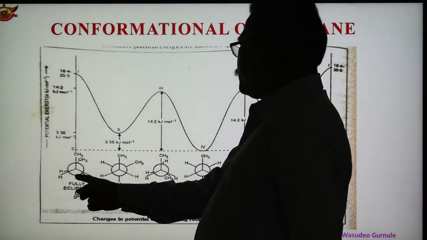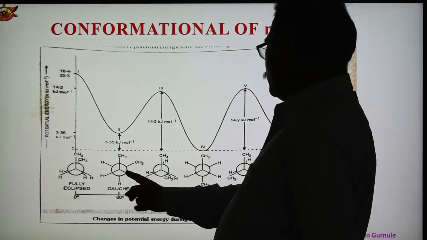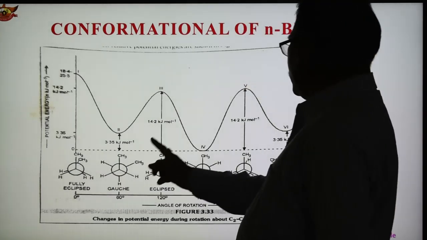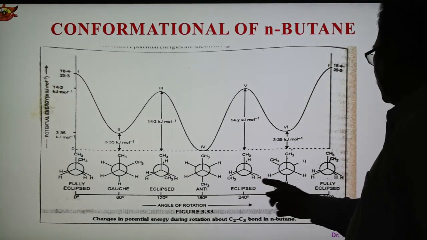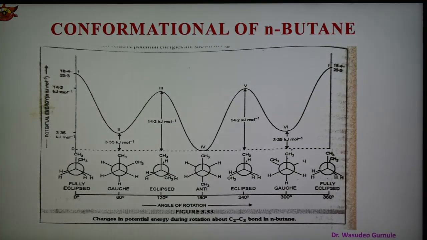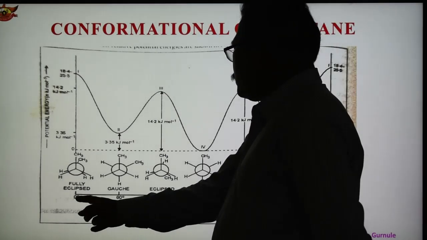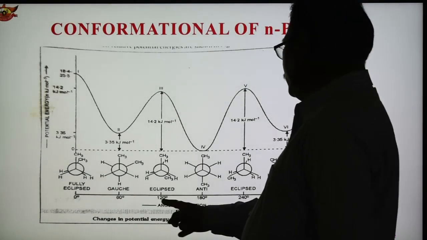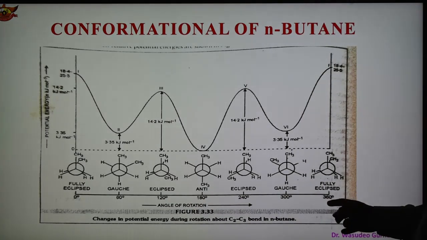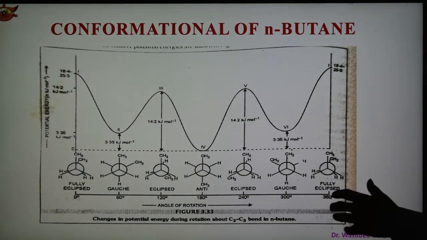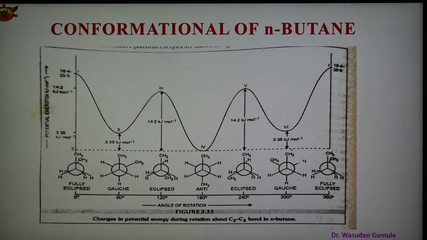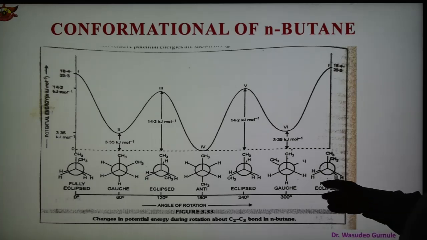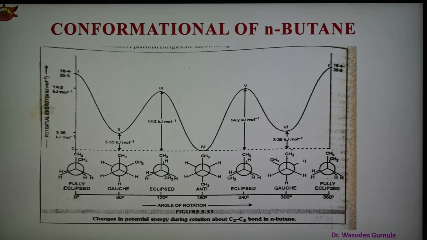As we have seen, 6 conformers: this is structure 1, fully eclipsed, this is gauche, then eclipse, then anti, then eclipse and gauche, and then fully eclipsed after 360. Here the angle is shown as 0 in the beginning, then 60, 120, 180, 240, 300 and 360 degrees. So by rotation, one of the carbons we have to fix, and the other atom containing the different atoms or groups we have to rotate by 60 degrees. Many conformations are obtained, but out of those, 6 are important in the case of n-butane.